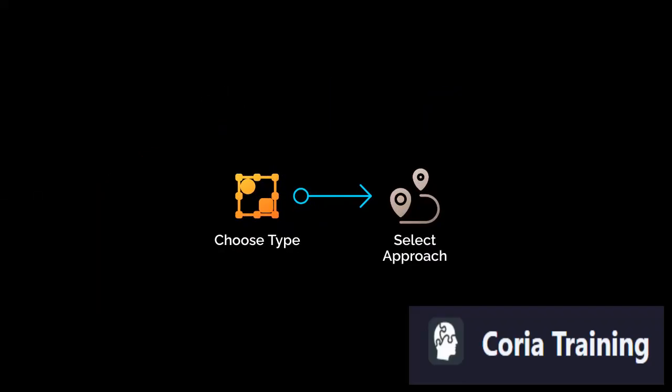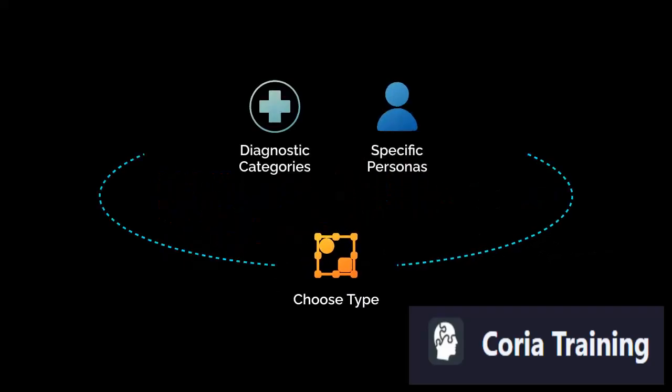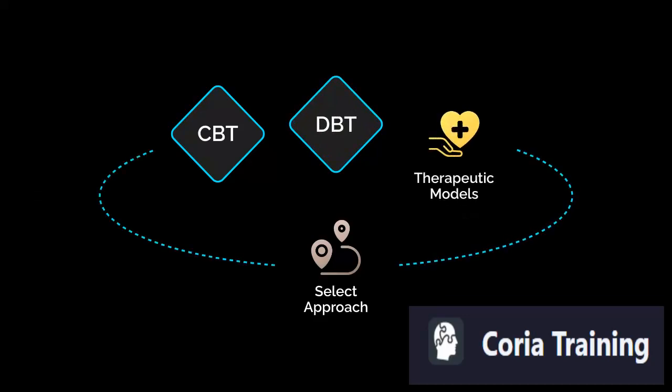The workflow follows 3 clear steps. Choose your client type, select your therapeutic approach, then start the session. When choosing client type, you can pick from diagnostic categories or select specific personas that match your training needs. For your therapeutic approach, you can select from CBT, DBT, and other established therapeutic models.